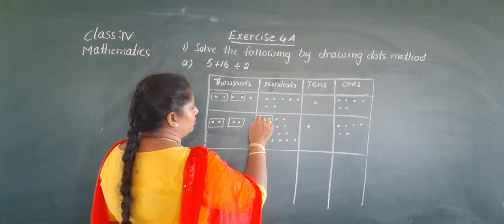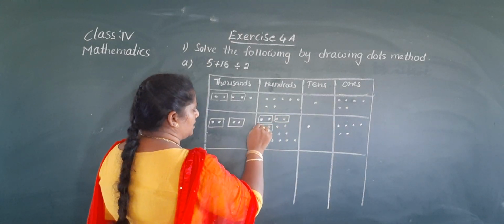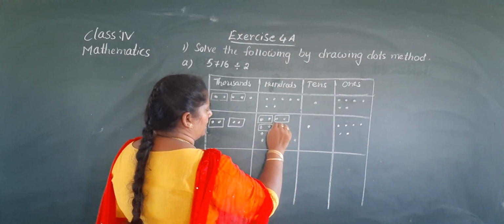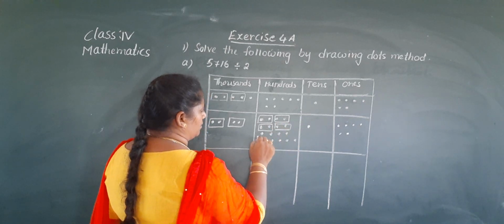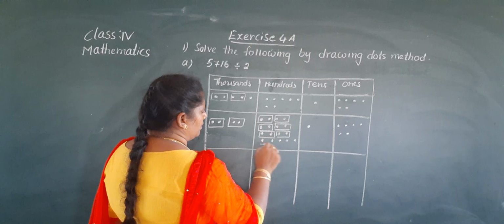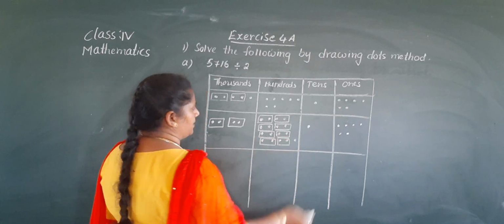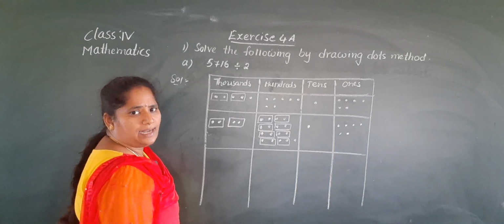Yes, 2 dots, 1 group. All of you write along with me. 2 dots, 1 group. 2 dots, 1 group. Finish. Okay, ma? 2 dots, 1 group.